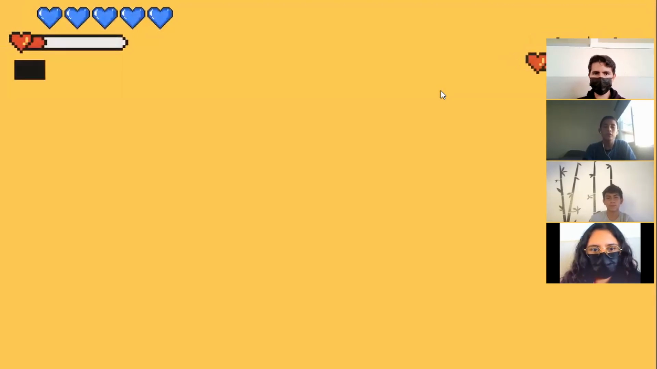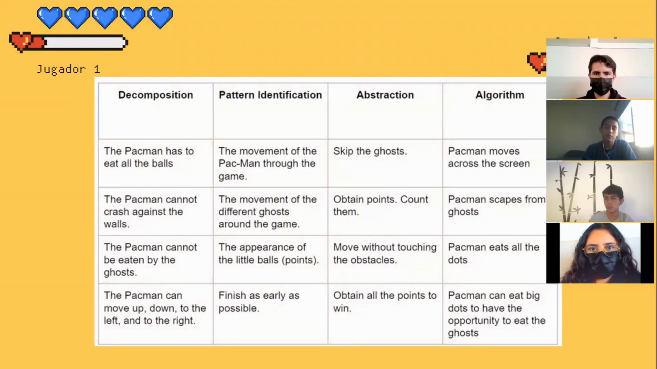For the four cornerstones of computational thinking, we have the composition, pattern identification, abstraction, and algorithm. For the composition, we wrote that the Pac-Man has to eat all the balls, which are the points. The Pac-Man cannot crash against the walls because then it won't be able to move. The Pac-Man cannot be eaten by the ghosts because it will be game over. And the Pac-Man can move up, down, to the left, and to the right with the arrows.